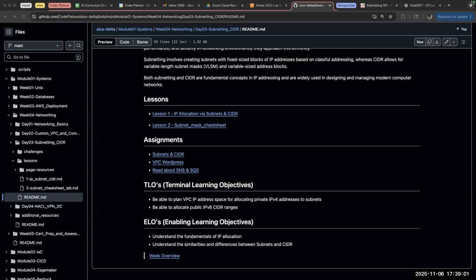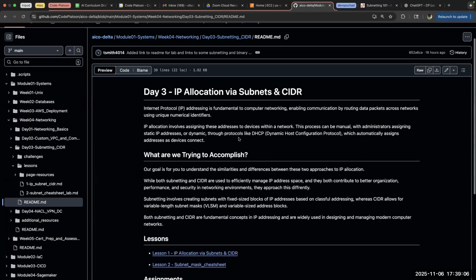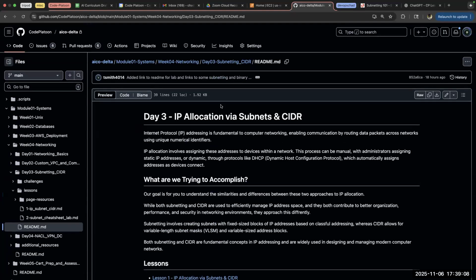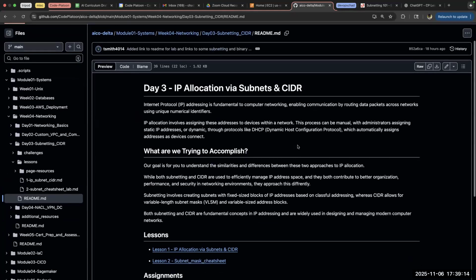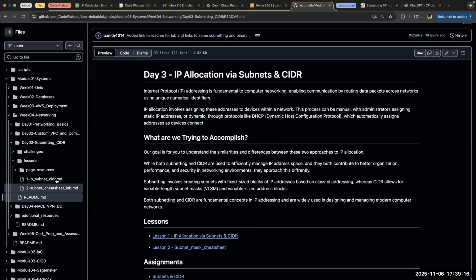All right. Today we're talking all about networking, which you guys have been talking about all week. We're going to get into IP allocation via subnets and CIDR rules or CIDR blocks. Like I was saying before, we're going to skip lesson 1. This is now a reading challenge, and we're getting into lesson 2. And I actually think this will maybe make more sense after we do my little lab here.